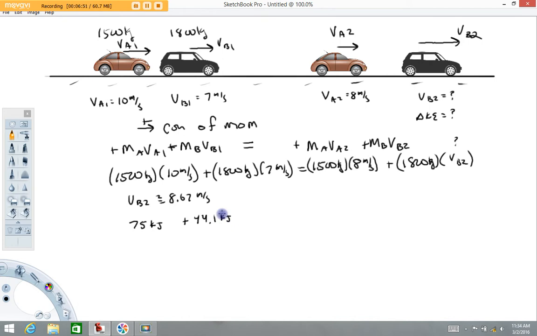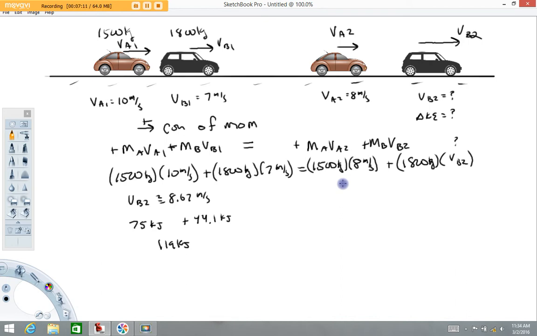So adding those together, I get 119.1 kilojoules. I'm just going to call that 119 kilojoules. That's the total kinetic energy of the system before impact. I'm going to come over here and do the same thing now.